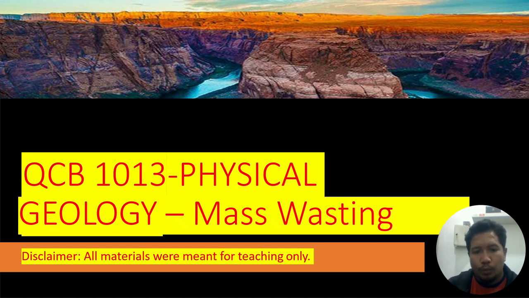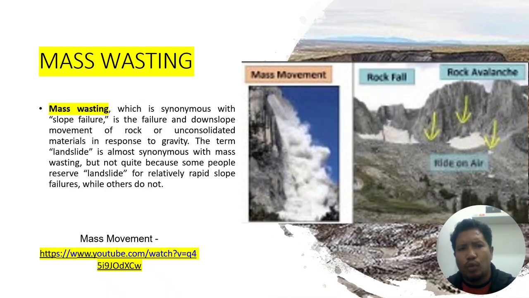So today we will proceed with our lessons for today in physical geology about mass wasting. So what is mass wasting all about? Mass wasting is the general term for downslope movement of rocks or unconsolidated materials under the force of gravity. It can be a slow gradual process or it can be sudden and catastrophic. Landslide is a type of mass wasting, but they are typically more rapid and destructive.